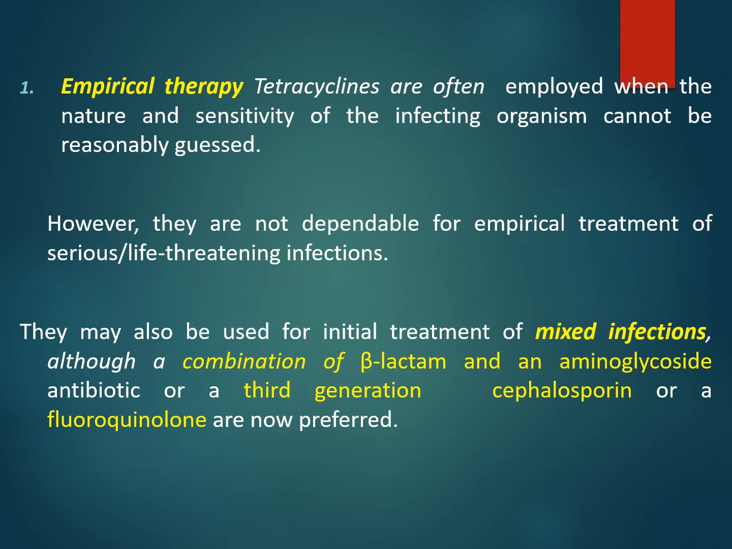So coming to the first use, that is empirical therapy. Tetracyclines are often employed when the nature and sensitivity of the infective organism cannot be reasonably guessed. If you take an emergency case which has high fever and suddenly came to the hospital and we don't know the exact reason and we are suspecting mixed infection, you can blindly give a try till you wait for the culture and sensitivity report. As an empirical therapy, you can give tetracycline. However, they are not dependable in case of empirical treatment for serious and life-threatening infections. Of course, because nowadays we have better drugs, we are going to give the newer drugs for empirical therapy.